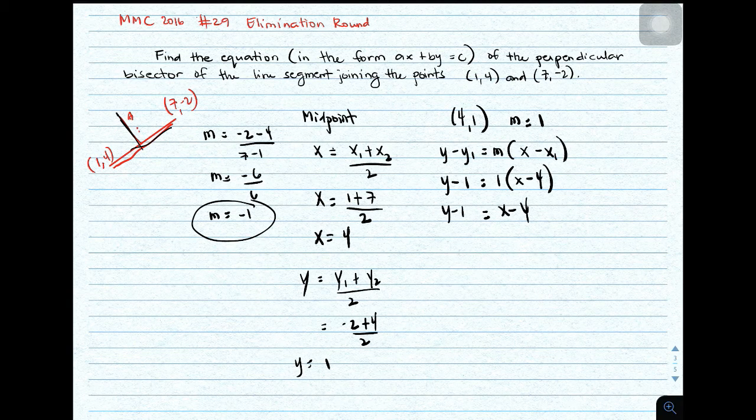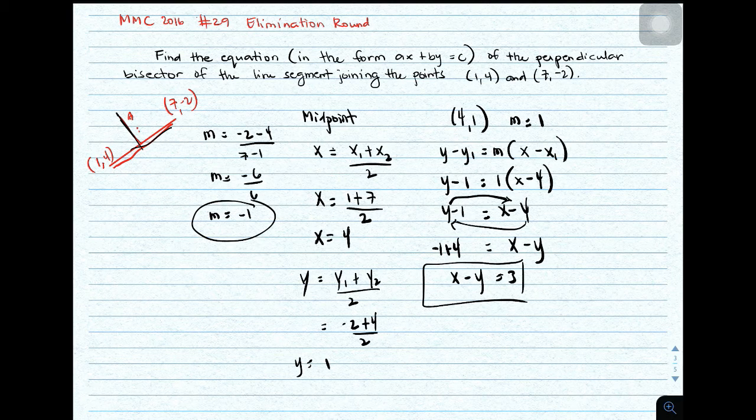You have x minus y is equal to negative 1 plus 4. So therefore, x minus y is equal to 3. This is the equation of the line na perpendicular sa segment na merong endpoints sa (1, 4) and (7, -2).